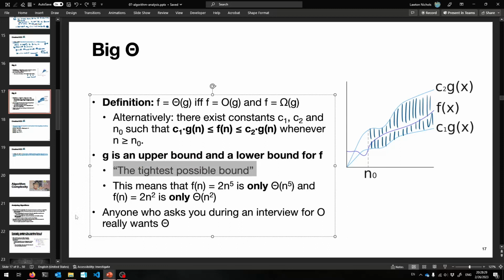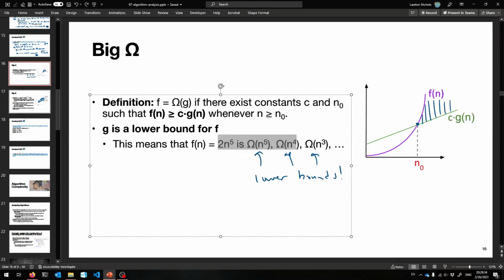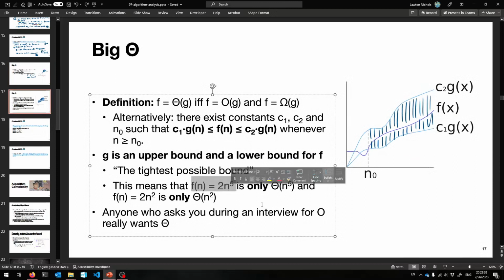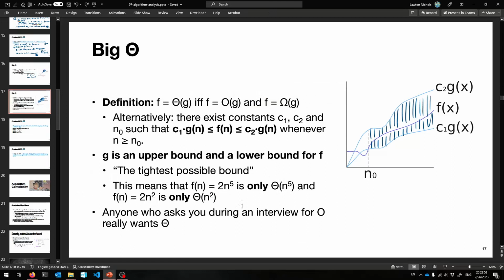So this means that there's only one answer. I've been giving you a few answers for these big O's and big omegas. There's only one answer for big theta. If you have f of n, 2n to the fifth, it is only big theta of n to the fifth. Cannot be any different. Cannot be n to the fourth, cannot be n to the sixth, because one of these big O's or big omegas ruins the day. It can only be when it's the same. That's the tightest possible bound. And if you have this function, 2n squared, that is only big theta of n squared. You have no other option, okay?